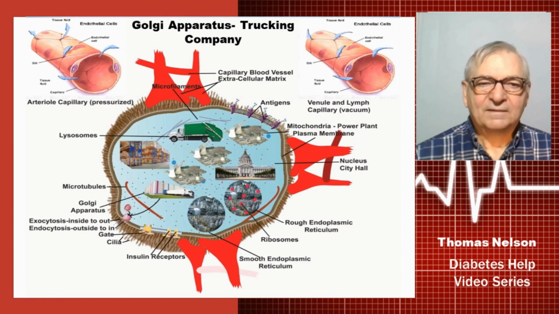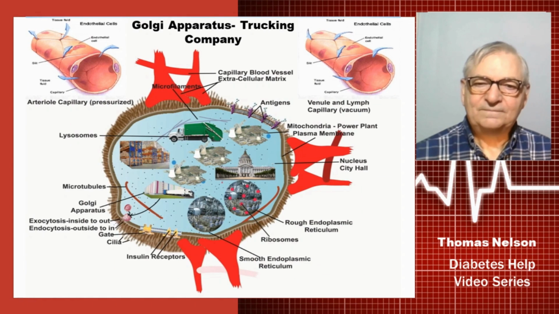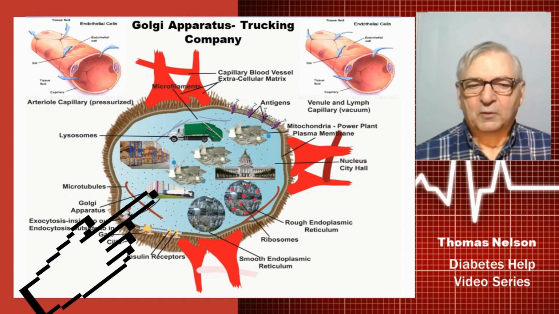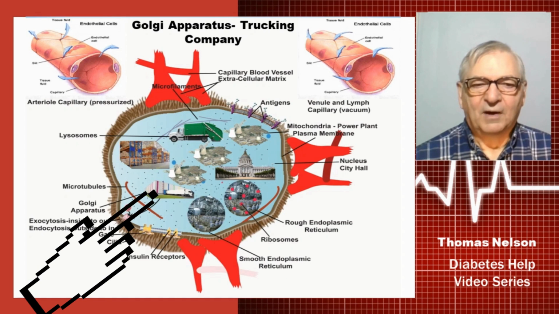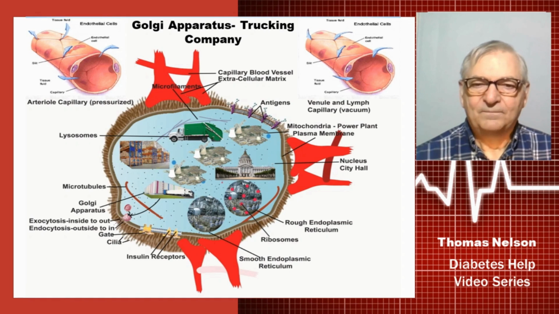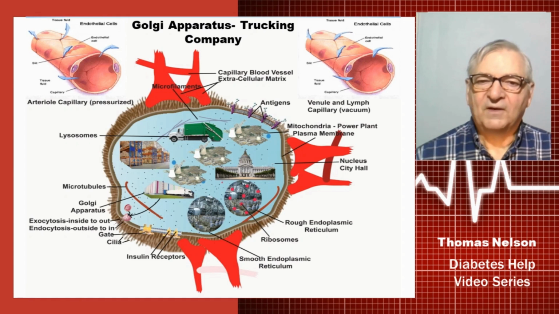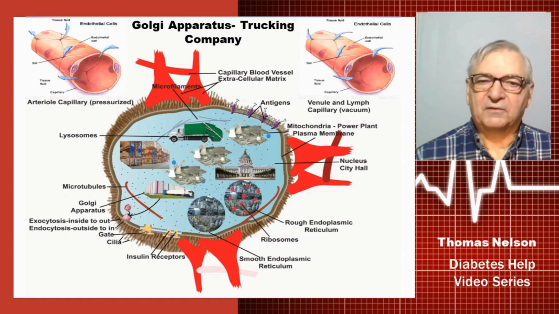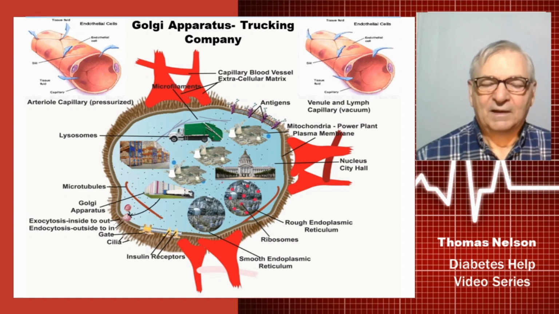So next is the Golgi Apparatus. I call it a trucking company. So once everything is almost finished assembling from the first two factories, it then goes to the Golgi Apparatus. The Golgi Apparatus will finish the final assembly of all of these products that are produced in those factories, and then it will distribute it. It becomes the trucking company that will bundle it up.